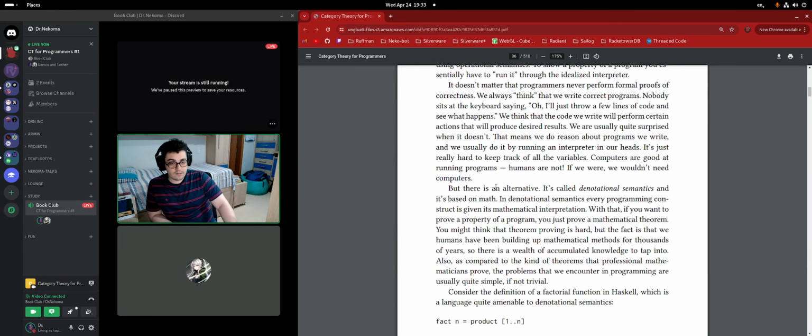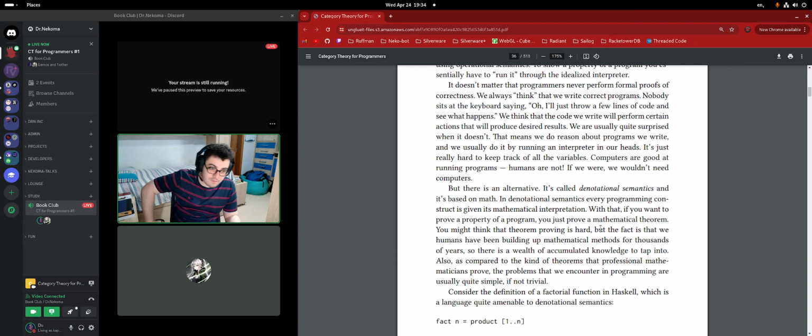So then he's talking about that. So here's the alternative, the denotational semantics, and it's based on math. In a nutshell, we're going to try to separate the construction of the syntax from the meaning of those tokens. And the meaning of those tokens usually is attached to a mathematical interpretation. Then if you want to prove a property of a program, you're basically proving a mathematical theorem, right?